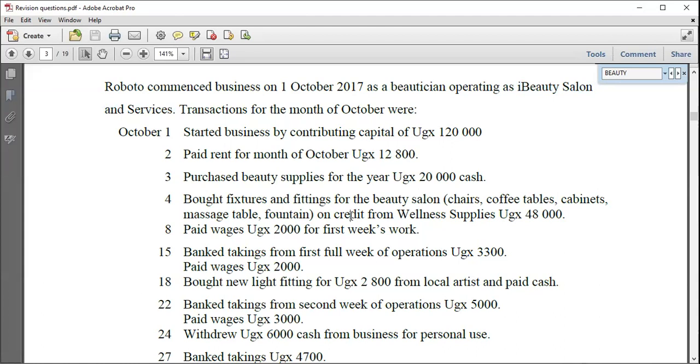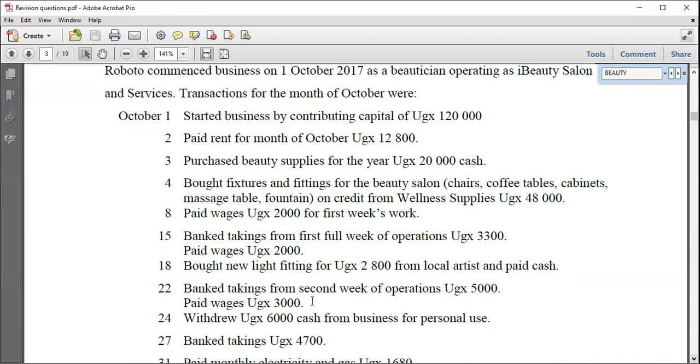Okay, this is how the error of principle would be. Bought light fitting for UGX 2,800 from local artists and paid cash. Now, such a transaction, remember, we have a new light fitting. This is an asset. You get it? This is an asset.